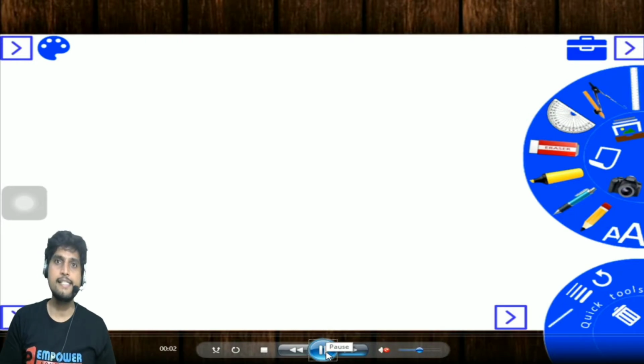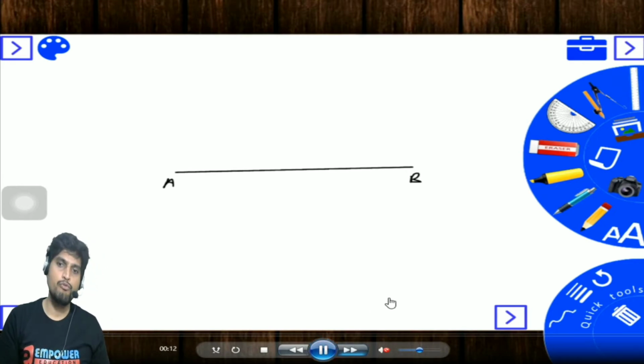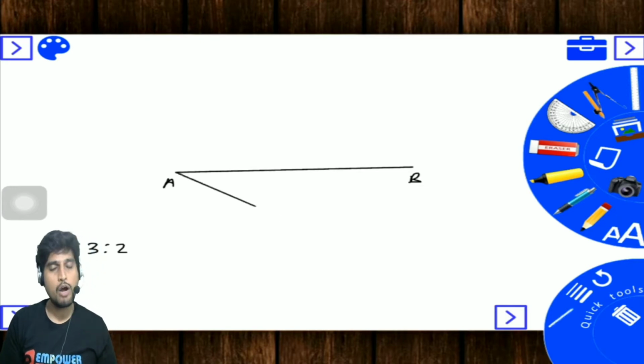So friends, let's see how to divide a given line into the given ratio. Say this is a line AB which we have to divide into the given ratio, that is 3:2. So how do we do that?